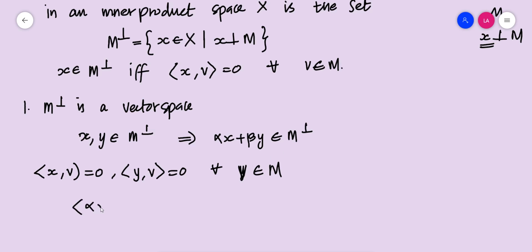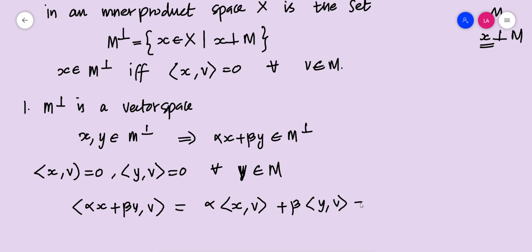Now in order to prove that alpha x plus beta y is an element of M perp, we only have to look at the inner product of alpha x plus beta y with v, which by definition of inner product is alpha times inner product of x and v plus beta times inner product of y and v. Inner product of x and v is equal to 0, so alpha times 0 is 0. Inner product of y and v is 0, so beta times 0 is 0. So the total answer will be 0.